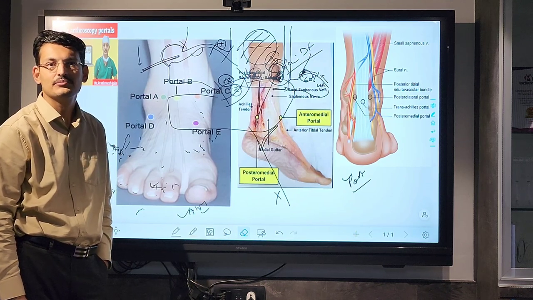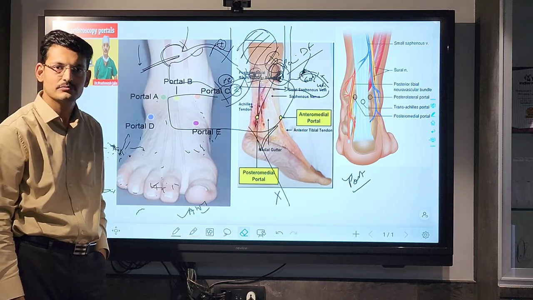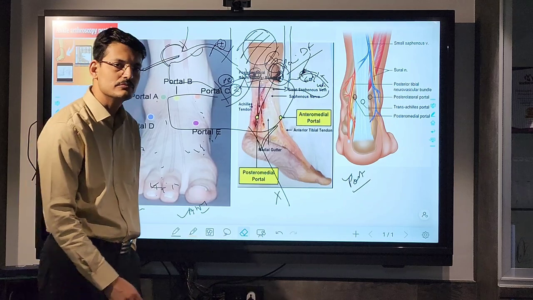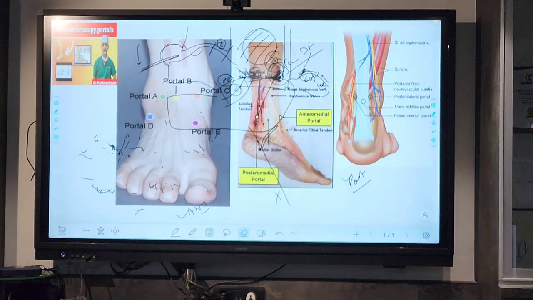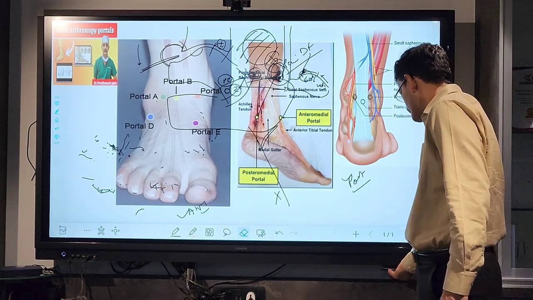One case I did, sir, in which the patient was having PVNS in the ankle. It's a very good indication. It was more on the medial side. So I cleared the anterior and almost the medial part.